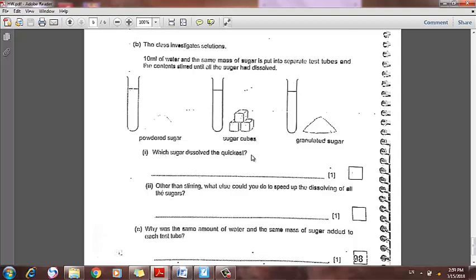Which sugar dissolved the quickest? Powdered sugar, sugar cubes, or granulated sugar? Sure, it's going to be powdered sugar, because the smaller the particle of the solid, the faster the dissolving.